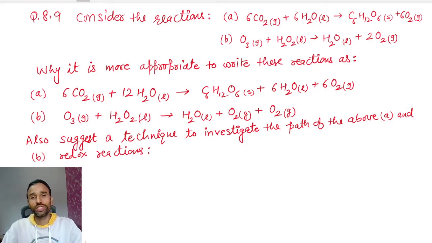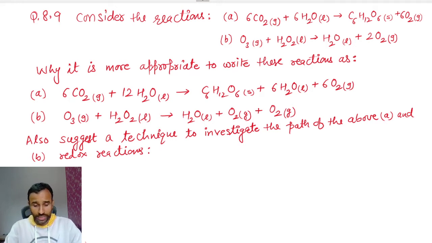Today we are going to discuss question number 8.9 of the NCERT exercise of redox reactions. This chapter belongs to class 11. The question is, consider the reactions. The first reaction is the reaction of photosynthesis: CO2 plus H2O to give carbohydrate, which means glucose, plus O2. And the second one is ozone plus H2O2 to give H2O and O2.